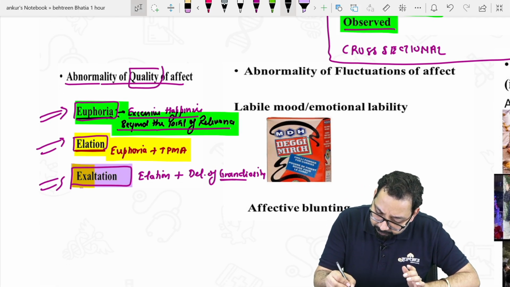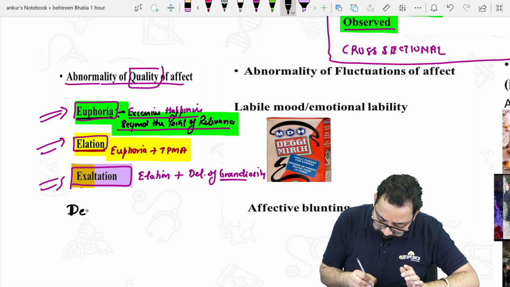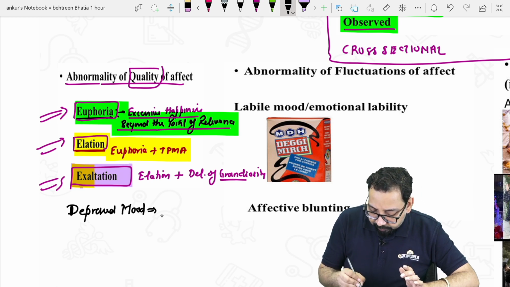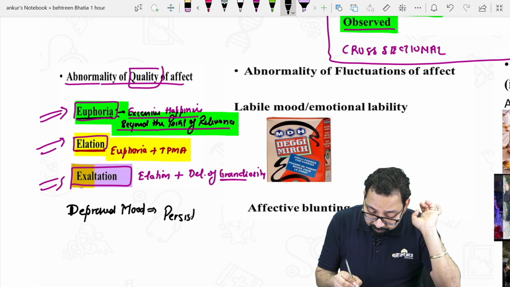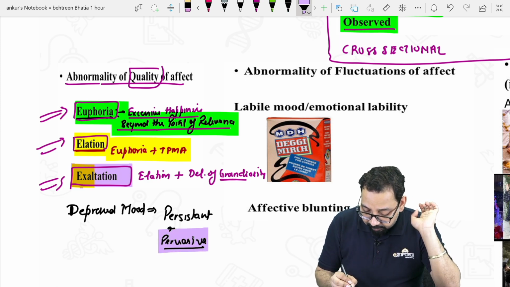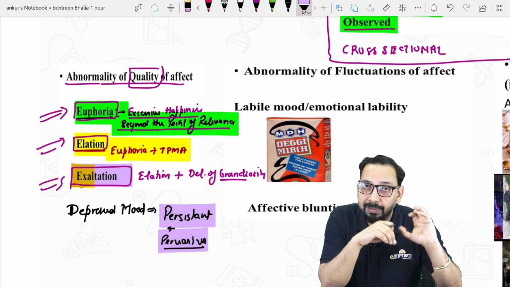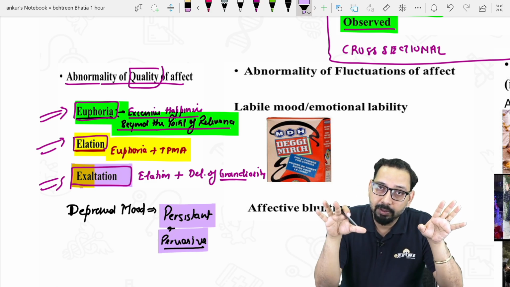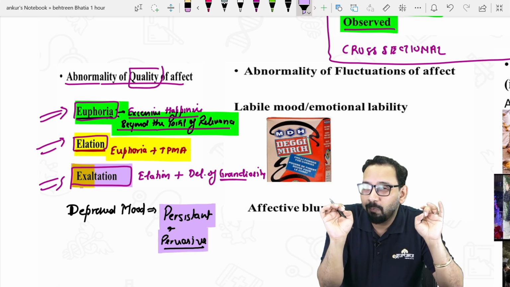Next, I take sadness. Sadness is depressed mood. It should be persistent and pervasive. What does it mean? Nowadays these questions are being asked. What is persistent? Means all the time the patient is sad. Means a depressed patient is sad throughout the day. That is persistent. Pervasive means all aspects of life, whatever he may be doing.